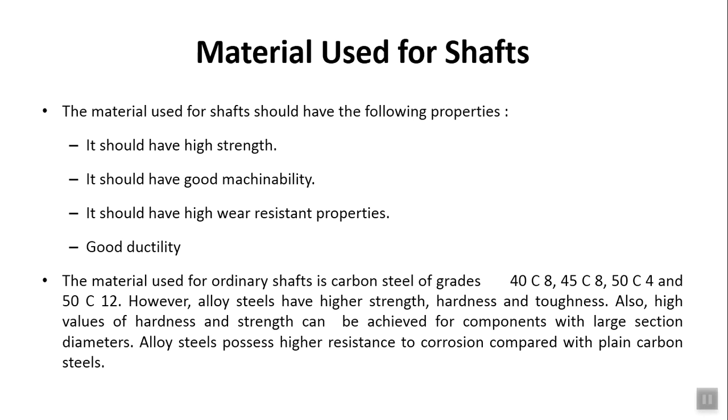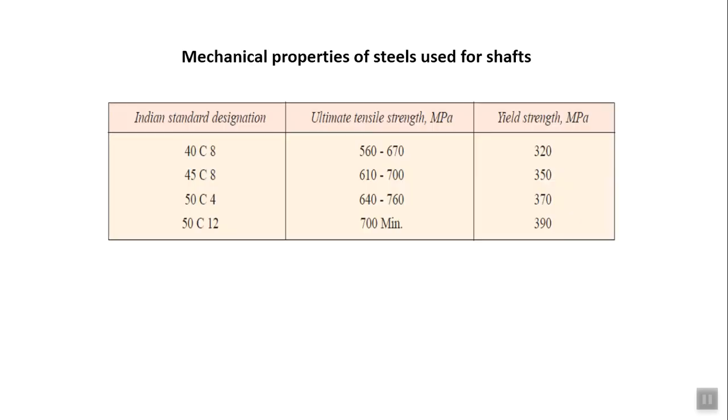When we focus on materials used for the shaft, the material should have the following properties. It should have high strength, good machinability, high wear resistance, and good ductility. Generally, carbon steels of various grades are used as the material. The alloy steels have higher strength, hardness, and toughness. Also, high values of hardness and strength can be achieved for components with large section diameters. Alloy steels also possess high resistance to corrosion compared to plain carbon steels. Usually, this type of alloy steel is used to make shafts.